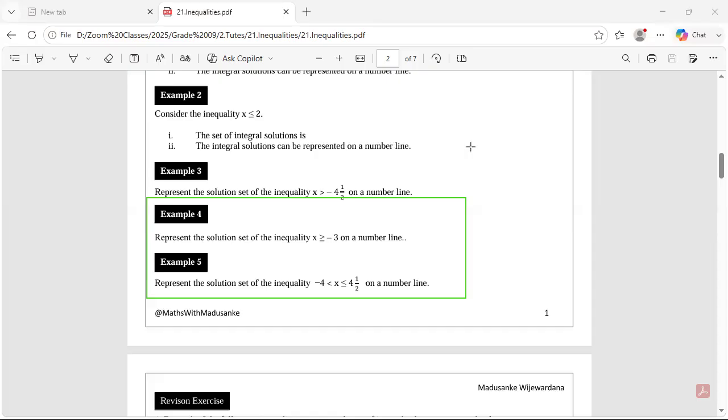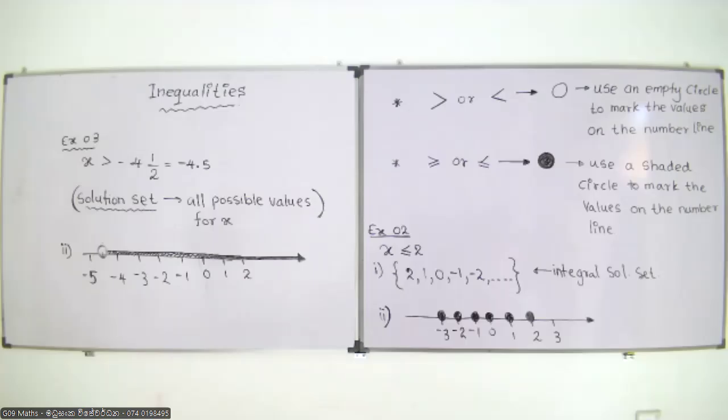Actually done. Right. Oh, great. Super. Right. I'm going to do example number 4 and example number 5. So please focus on the board.